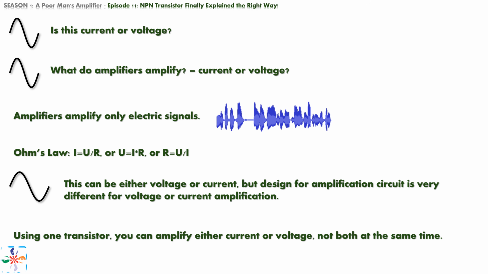It comes in three ways, each one defining relations between current, voltage and resistance. So, we can choose to observe the input signal either as a voltage or as a current, but the design of an electrical circuit needed to amplify current differs greatly from the one needed to amplify voltage. Depending on your needs, you either design the amplifier to amplify current or voltage. You cannot amplify both voltage and current simultaneously by using just one transistor.